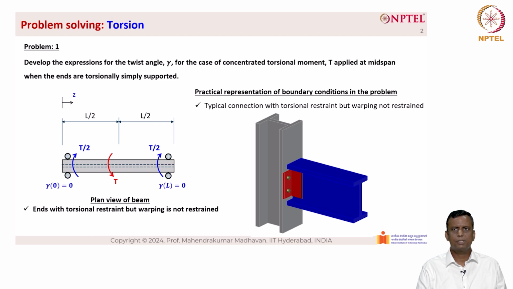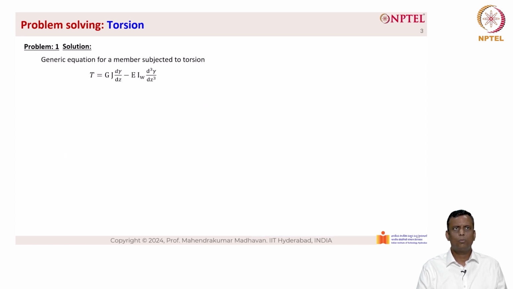And the practical representation of the boundary conditions in the problem is shown on the right hand side, where you can see that a column is there, a beam is also attached to the column. Basically, this is a beam column junction and it is connected through clip angles. The only thing that is connected here is the web of the beam connected to the flange of the column, and this is by a clip angle. This will prevent twist, but it will allow warping of the cross section because the flanges are unrestrained. So let's come back to problem 1.